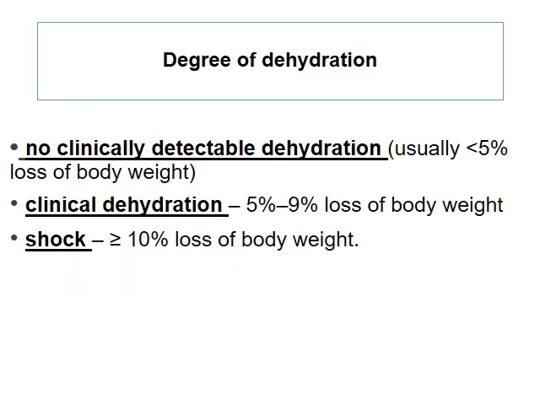The degree of dehydration depends on the amount of body weight loss. If there is no clinically detectable dehydration, this is usually less than 5% loss of body weight. If there is clinical dehydration, this means 5% to 9% loss of body weight. The state of shock is when 10% or more of the body weight is lost.